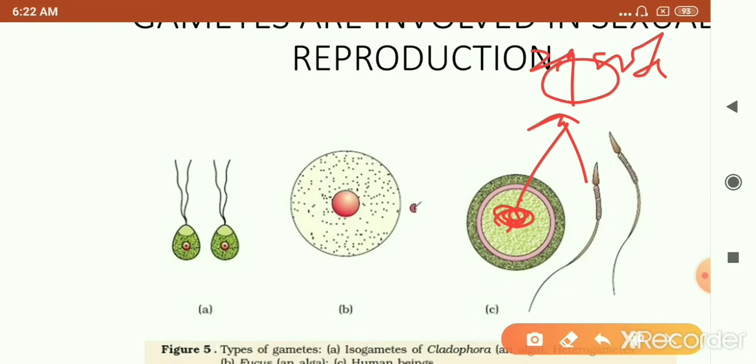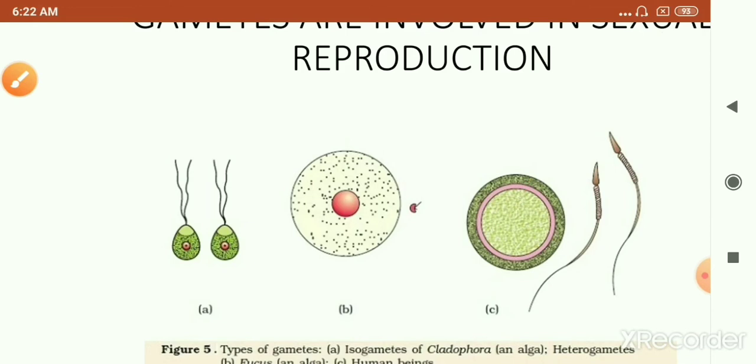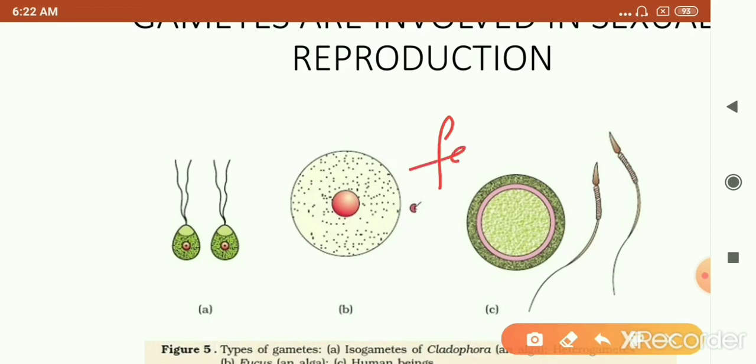In the initial stages of its development, it will be using the food that is stored in the female gamete. So you find there is a difference in the female and the male gamete. The female gamete is non-motile, it is larger than the male gamete, and it generally has food stored. I'll not say that in all cases the female gamete or the ovum stores the food. In case of human beings and many animals, there is no food stored.